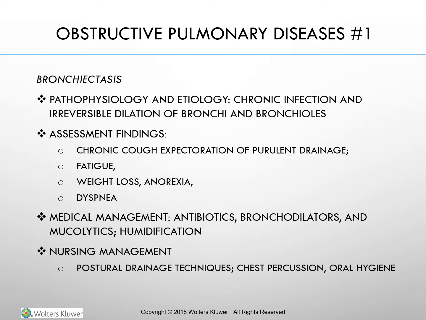Obstructive pulmonary diseases. Bronchiectasis is one. Obstructive pulmonary disease describes conditions in which expiratory airflow is limited. Chronic obstructive pulmonary disease is an umbrella term for chronic lung diseases that have limited airflow in and out of the lungs. Symptoms of COPD include chronic cough and expectoration, dyspnea, shortness of breath, wheezing, and impaired expiratory airflow.